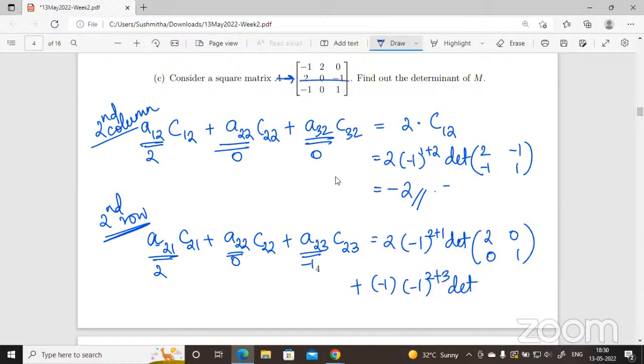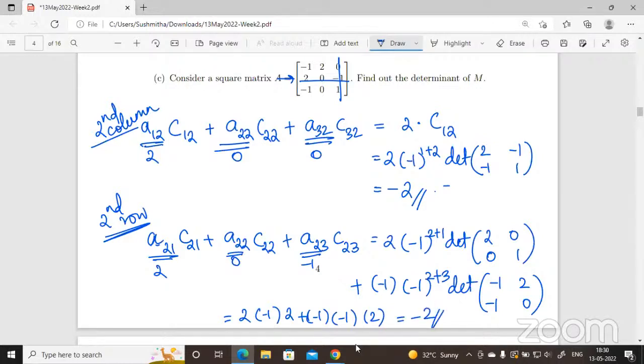That's 2 into minus 1 into 2, minus 1, minus 1 2. Minus 1 plus 2. So this is minus 4 plus 2, which is minus 2. So you expand along any row or any column, the determinant will be the same.